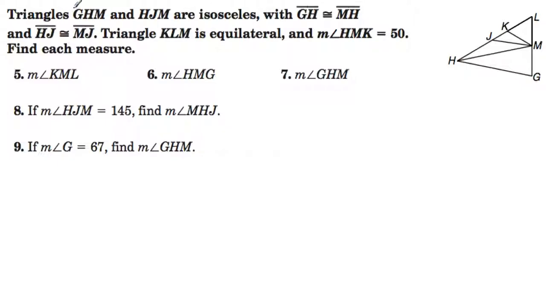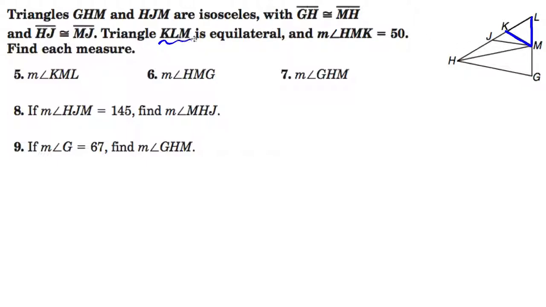Triangles GHM and HJM are isosceles with GH congruent to MH and HJ congruent to MJ. Triangle KLM is equilateral and angle HMK is 50 degrees. So we want to find each measure. There's a lot here, a lot of overlapping triangles. So we're going to look at each picture differently based off of what question is being asked. So here, I want to find angle KML. There we go. Angle KML.